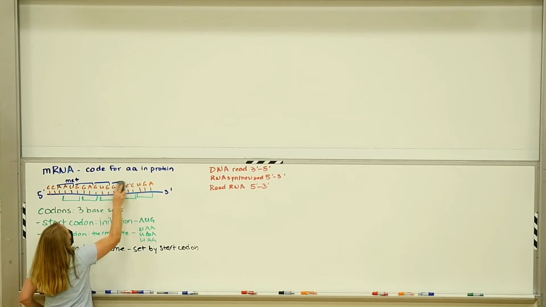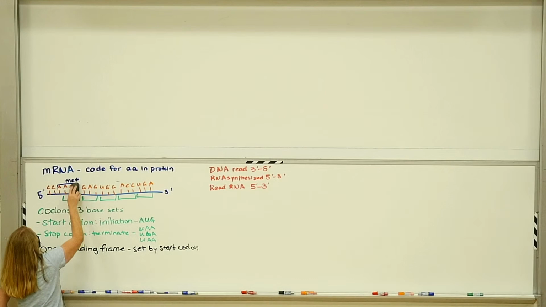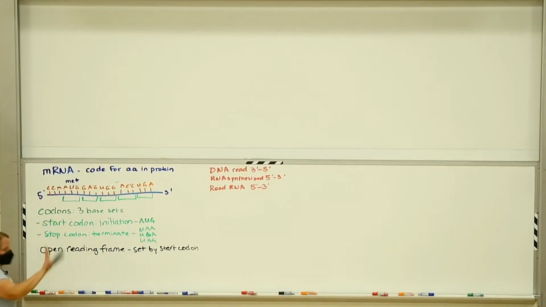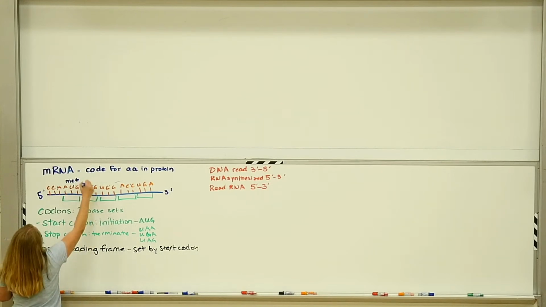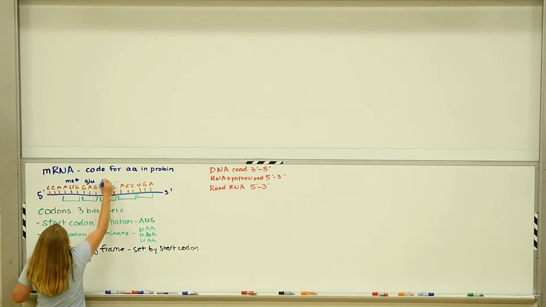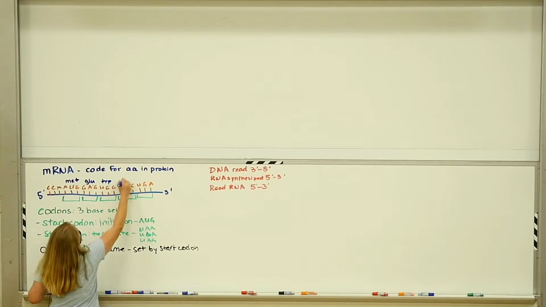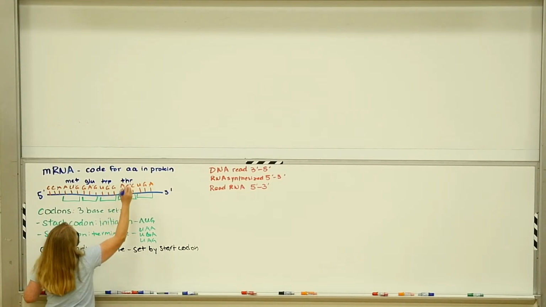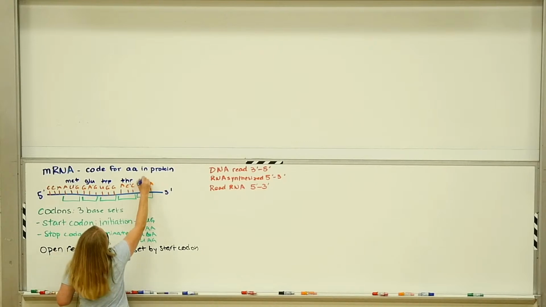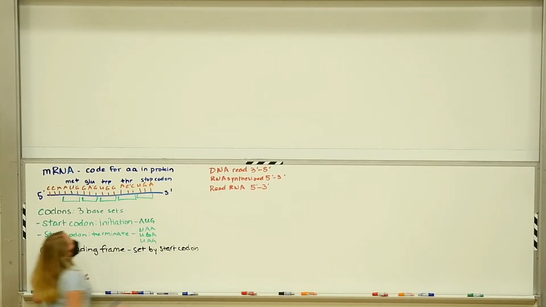I'm going to erase this because I'm going to write in the names of the amino acids. Not because you need to know them, but just because I'm going to use them as examples. So GAG is going to be glutamate. UGG is tryptophan. ACC is threonine. Is that THR? And then UGA is a stop codon.